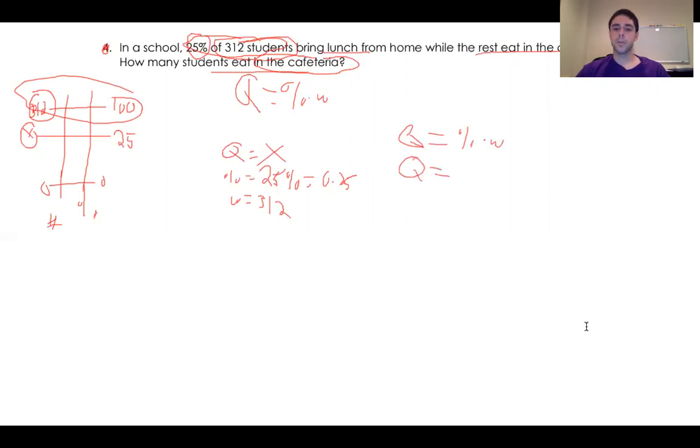What are we plugging in here for percent? I'm going to plug in 0.25. 0.25 times my whole of 312. So how many students eat lunch from the cafeteria? You know, this tells us, my bad. Let's do this. What is our quantity? Taking too many steps ahead here. What is our quantity going to be? We're going to do 0.25 times 312.